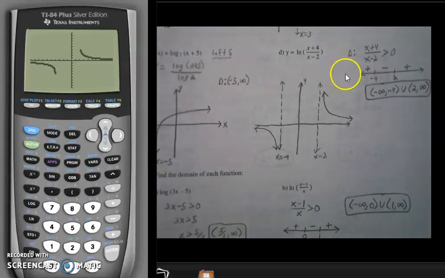As far as the domain goes, if we set our rational function greater than 0, so x plus 4 over x minus 2, that has to be greater than 0 because we're doing the natural log of that. So when we do our sign chart, anything to the left of negative 4 is positive, and anything to the right of positive 2 is also positive. So that means our domain is what I have written here, and that's why there's nothing between negative 4 and 2, because any x value between negative 4 and positive 2 will give you a negative answer in here, and you're going to try to take the natural log of a negative number. You can't do it. That's undefined.